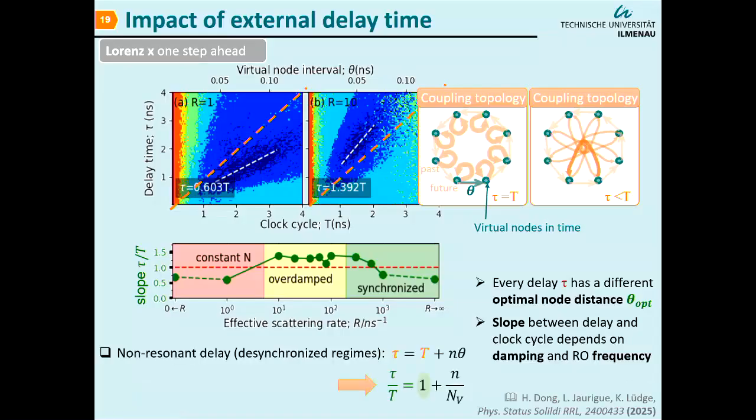And I can write that down as an equation. So my delay time is always the clock cycle plus or minus a bit of offset, right? It can go plus or minus in the coupling, and that gives me this slope. So if it's 1 or 2 times, the slope in this diagram tells me whether one of these virtual nodes couples to the next or the previous clock cycle.